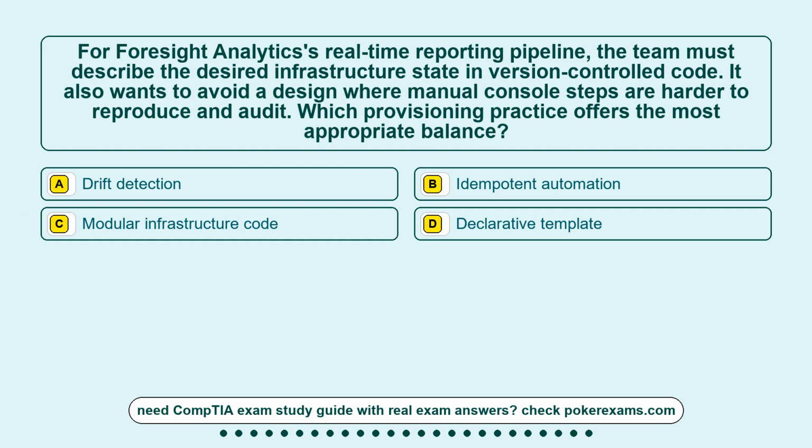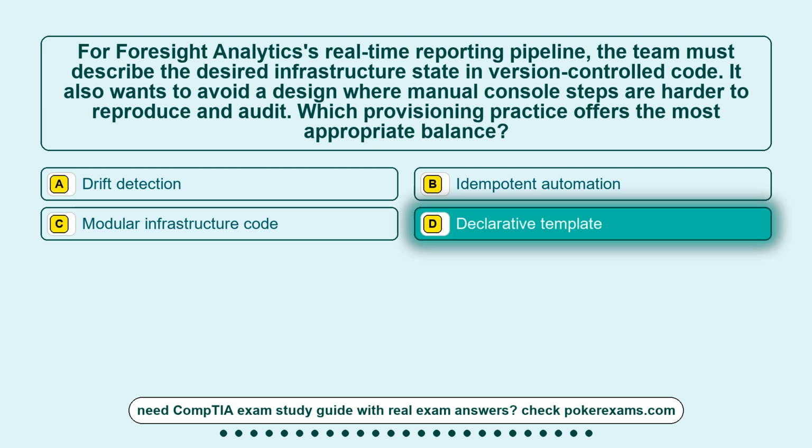Question 8. For Foresight Analytics' real-time reporting pipeline, the team must describe the desired infrastructure state in version-controlled code. It also wants to avoid a design where manual console steps are harder to reproduce and audit. Which provisioning practice offers the most appropriate balance? Option A, drift detection. Option B, idempotent automation. Option C, modular infrastructure code. Option D, declarative template. The correct answer is option D, declarative template.